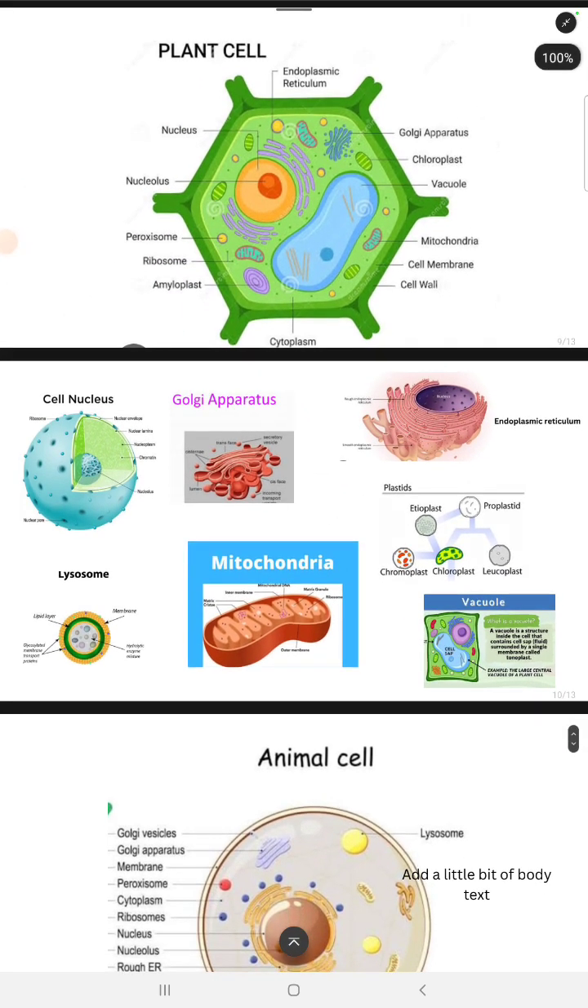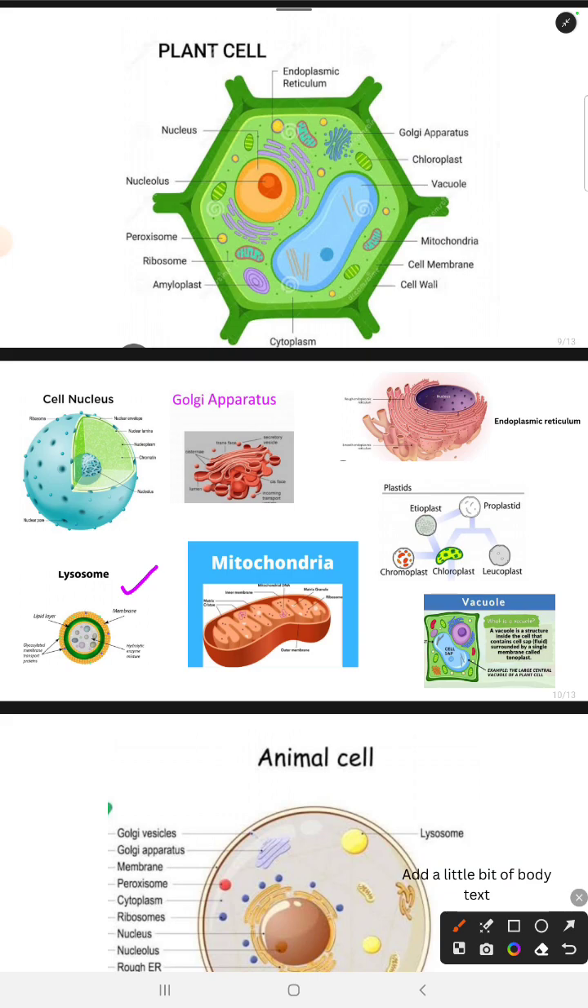Then come the lysosomes. As I just told you, the Golgi apparatus produces the lysosomes. These lysosomes are also called suicidal bags because they not only clean up the cells with their digestive enzymes, but they even burst open their own cells and digest them to clean the cell.